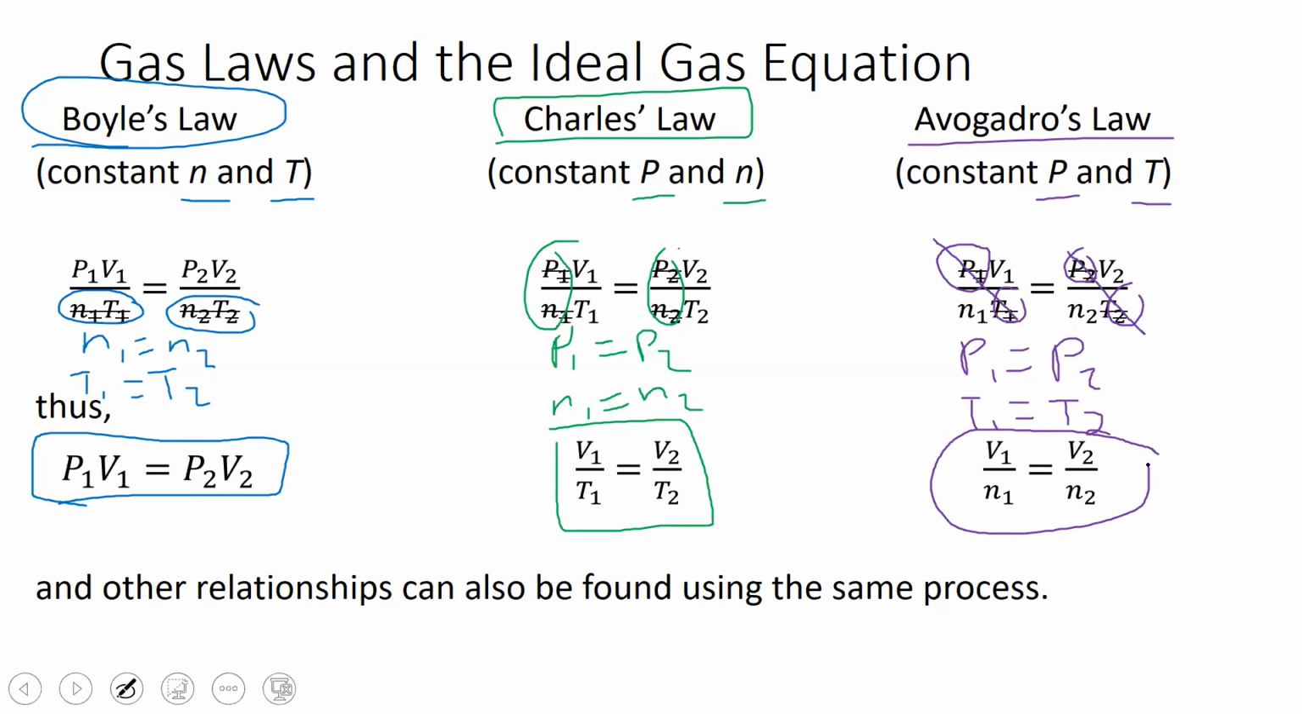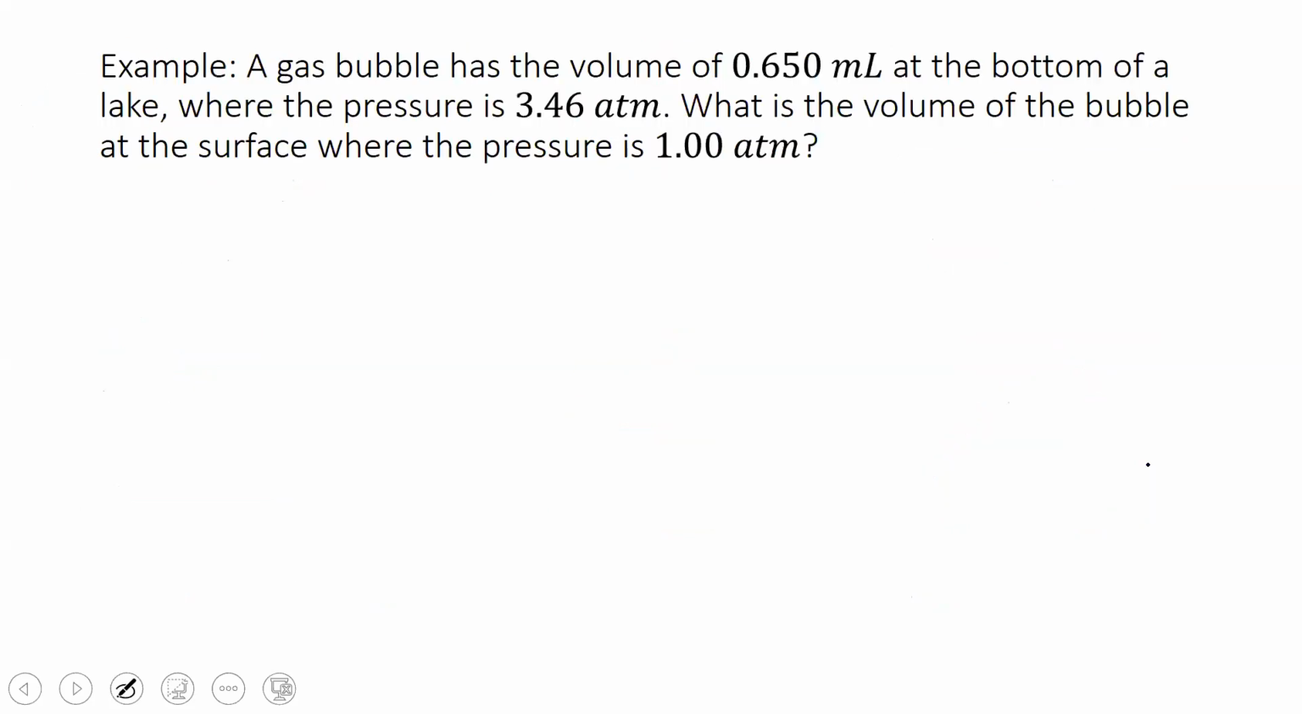You can find other relationships as well. There's the Gay-Lussac law, which is a similar version of this, relating, I believe, pressure and temperature. But basically you can find all kinds of different relationships based on which of these variables is constant. The next thing we're going to do is get into an example problem.